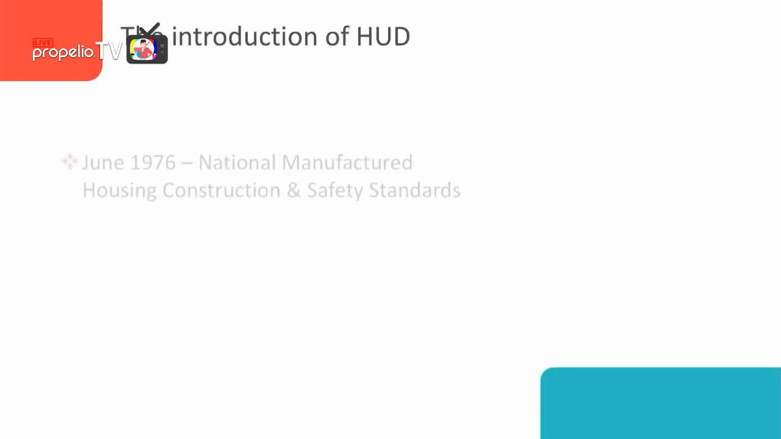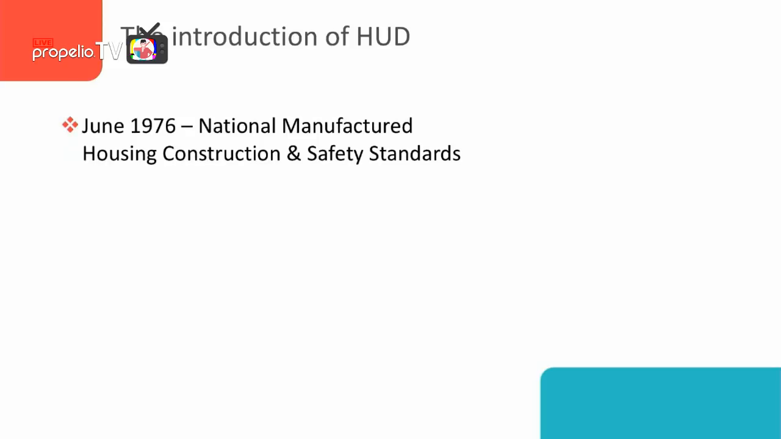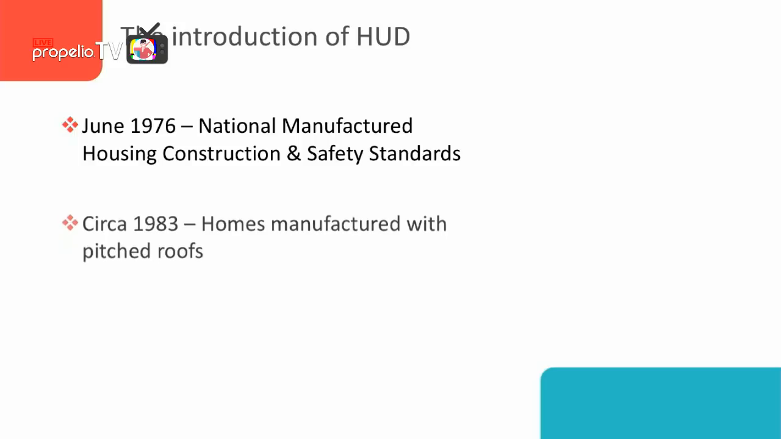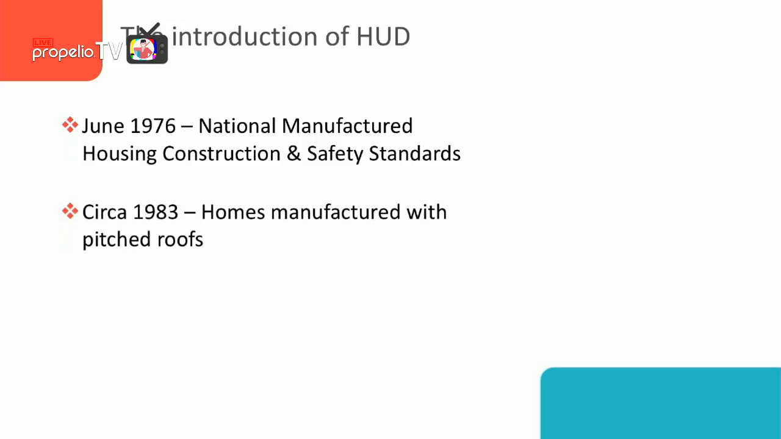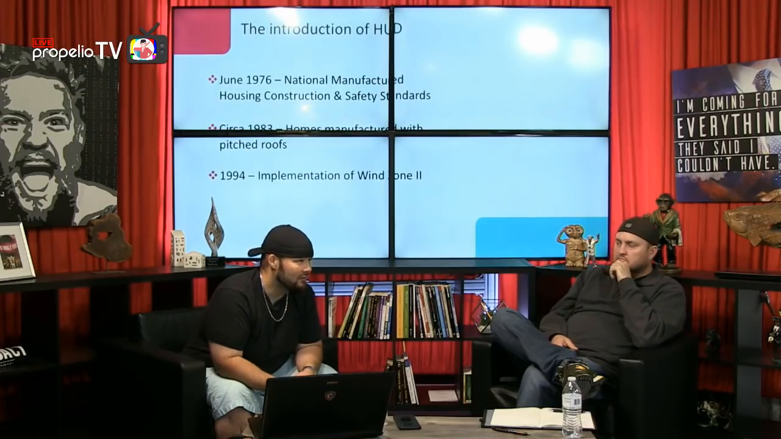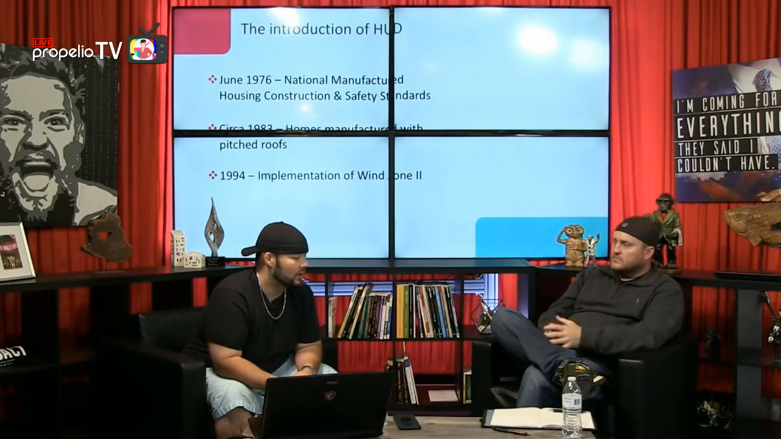But let's go ahead and talk about HUD. 1976 was when the National Manufactured Housing Construction and Safety Standards were put into place. Circa 1983, homes were manufactured with pitched roofs. Around 1994 is the implementation of Wind Zone 2. We'll talk more about that in a second, but once we got the government involved, they started putting into place some regulations, which for this industry we did need. And those regulations help control the safety of these units.